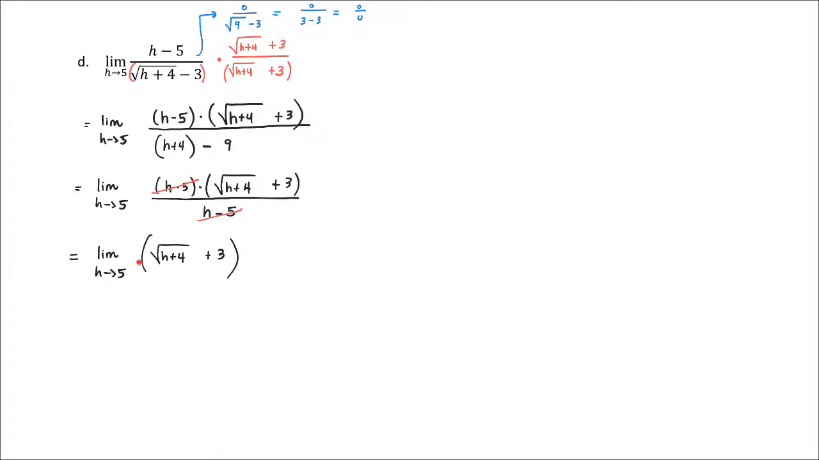Now this seems pretty continuous at 5. So let's go ahead and try the limit by doing a substitution. If we do that, we're going to have the square root of 5 plus 4, 9, plus 3. That will give us 3 plus 3, that is going to be equal to 6. And very nicely, we found the value of the limit.